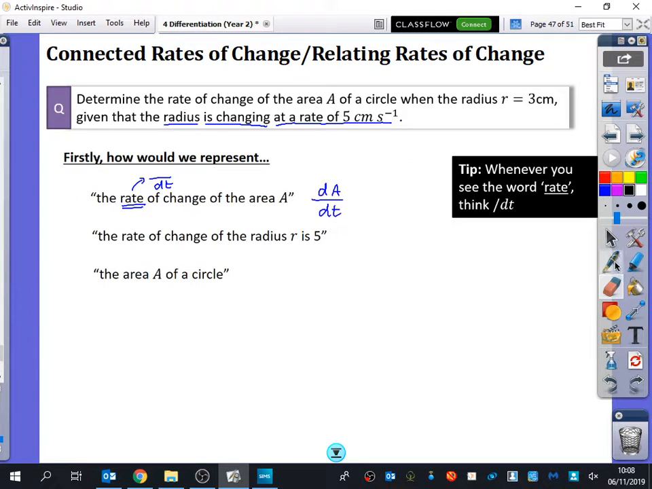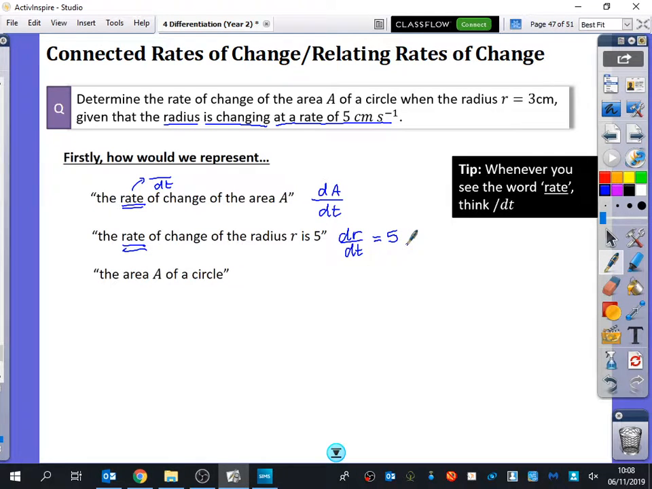Then we've got the rate of change of the radius is 5. Again, we've got rate in here. So what do you think the rate of change of the radius is 5? dr dt is 5. How do I say is 5? Equals 5, not difficult. Equals 5.